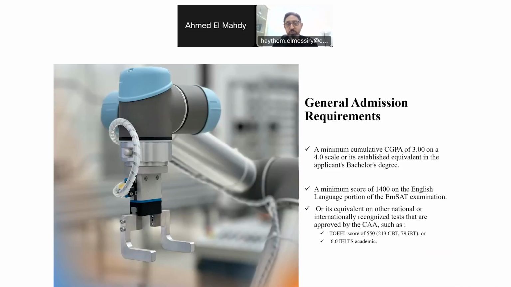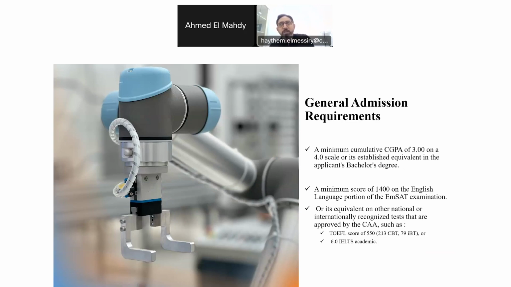We have a general admission requirement, and it is based on the accumulated GPA, which should be 3 out of 4 or any equivalent based on the applicant's bachelor degree as well. For English proficiency, we accept TOEFL 550, IELTS 6, or, for one who is still holding the MSAT, 1,400 or equivalent. Those represent the minimum requirement.